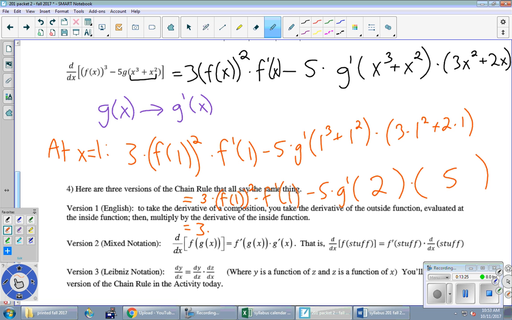Okay, equals 3 times. What was f of 1? Is 1, and that's getting squared. Times, what was f prime of 1? 3. Minus 5, what was g prime of 2? 7. And then times the 5 at the end. No, 175. I think I've got that right.